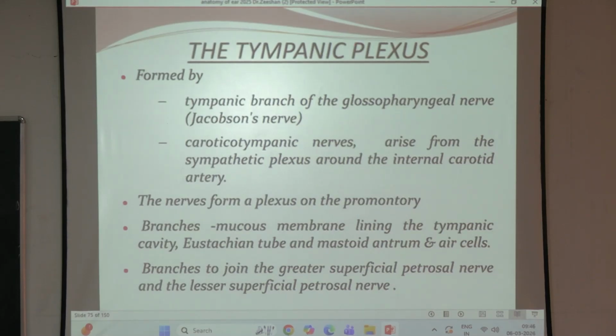One of the contents again, the tympanic plexus. It is a plexus of nerves formed by the tympanic branch of the glossopharyngeal nerve, called Jacobson's nerve. Caroticotympanic nerves arise from the sympathetic plexus around the internal carotid artery. Whatever I am asking here and you are not able to answer, just make it a point to go and find those answers.